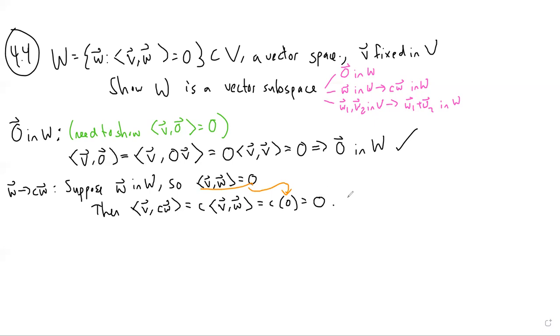And by definition, CW is in W. That's what it means to be in W. It has this inner product.